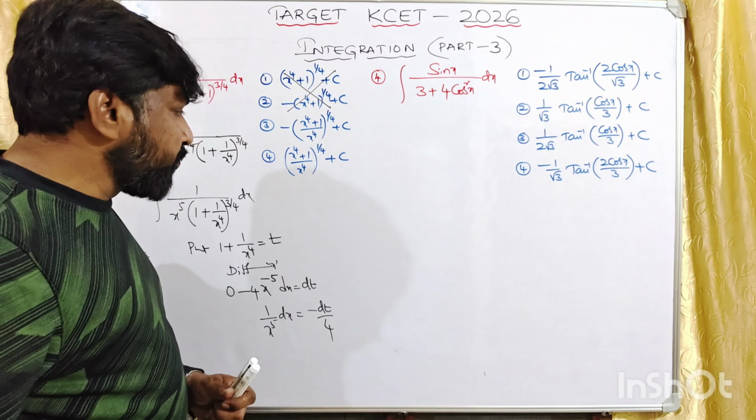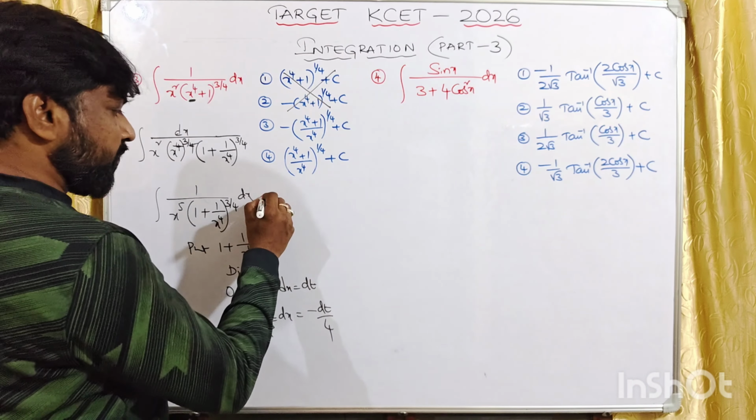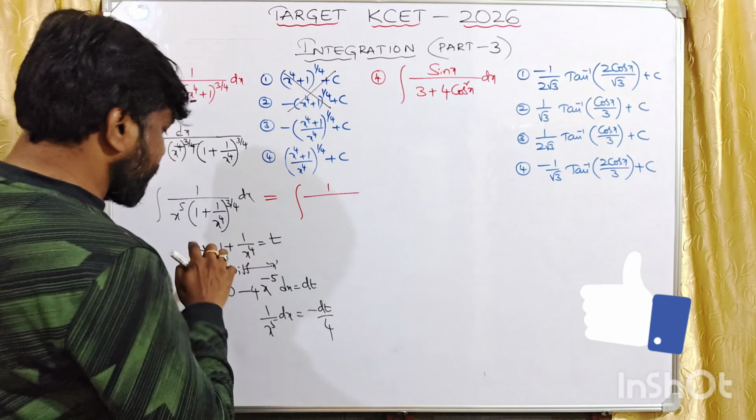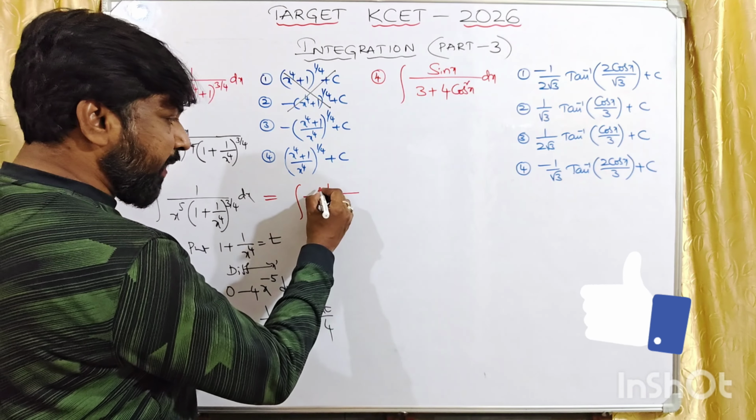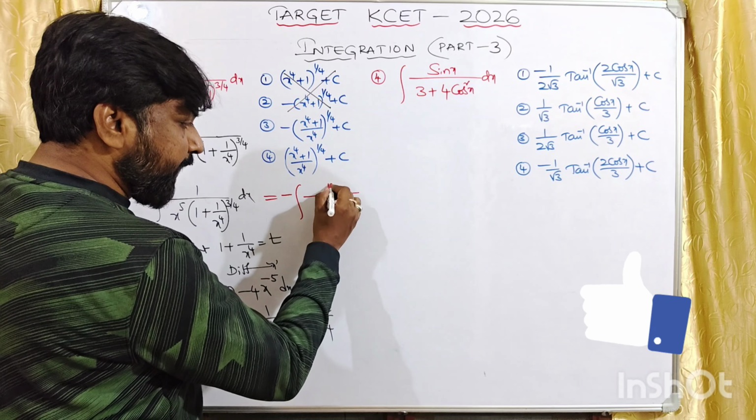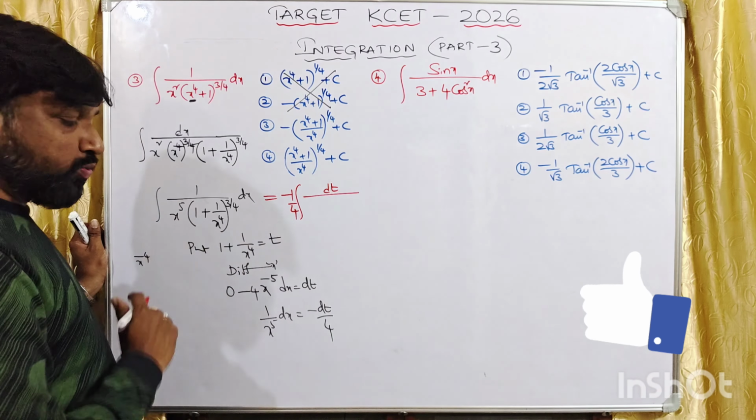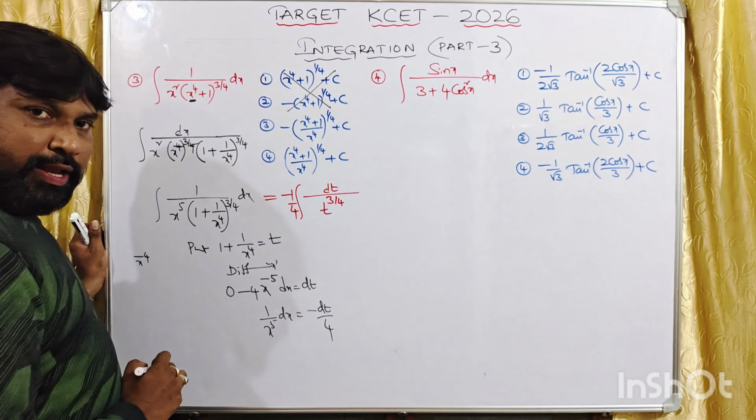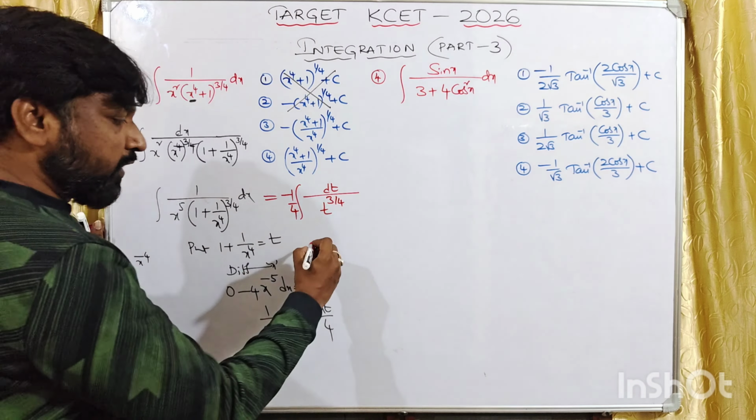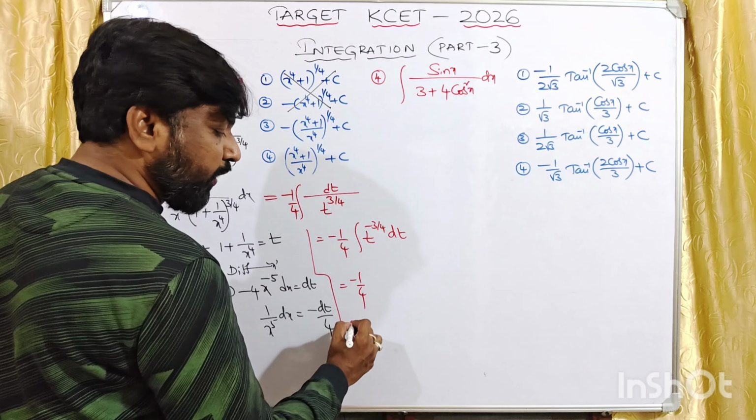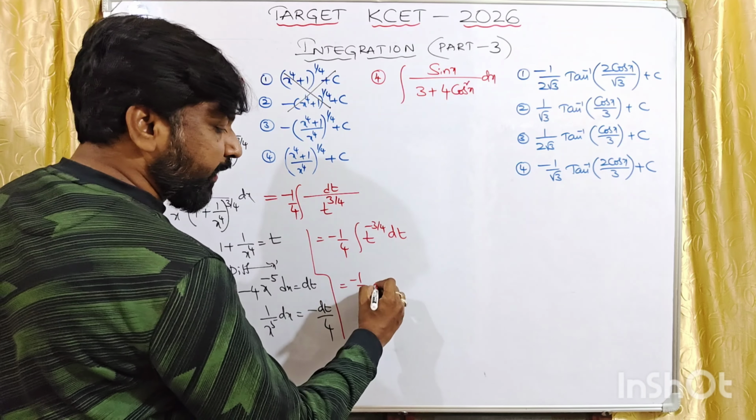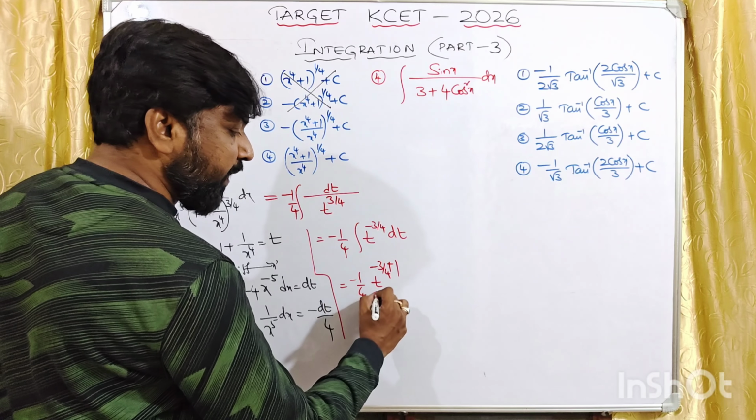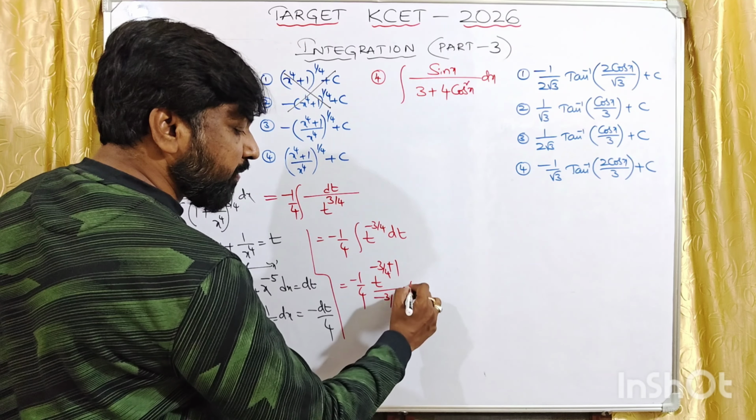These values you are going to substitute in the given answer. So this is equal to the integral of 1 by x power 5 dx, which can be written as minus dt by 4, the constant kept outside. Then this part I call t power 3 by 4. Clear? Everything is finished. This can be written as minus 1 by 4 integral t power minus 3 by 4 dt. This can be written as minus 1 by 4 into the integral of x power n dx, which is x power n plus 1 by n plus 1, plus c.